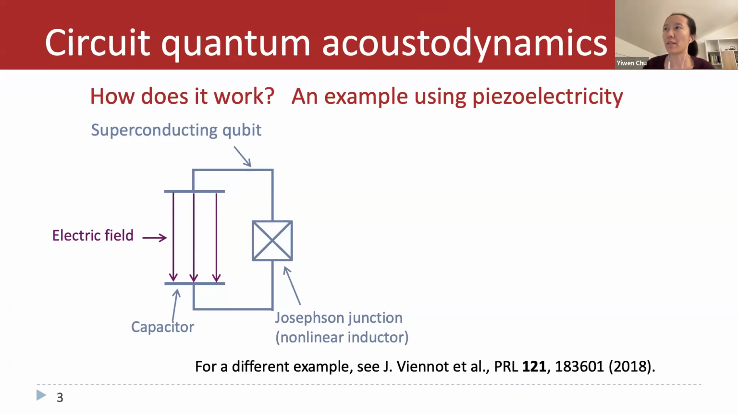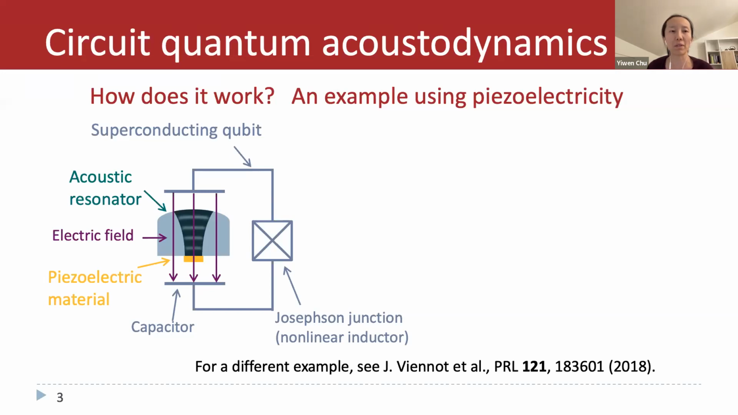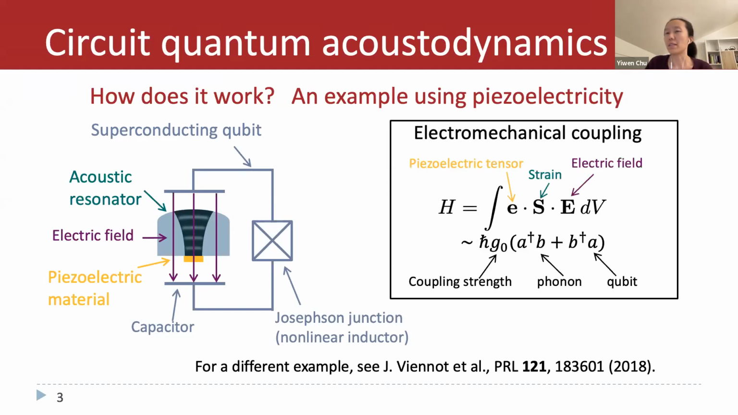But just like in a regular LC resonator, this qubit has a capacitor, which has an electric field. And what we can do is put our mechanical resonator together with a piezoelectric material in this electric field. As you might know, piezoelectricity is the effect that couples electric fields to strain or displacement inside a mechanical object. And a little bit more quantitatively, the idea is the following, right? You have some sort of interaction Hamiltonian that depends on the piezoelectric tensor and the electric field and the strain of these two different objects.